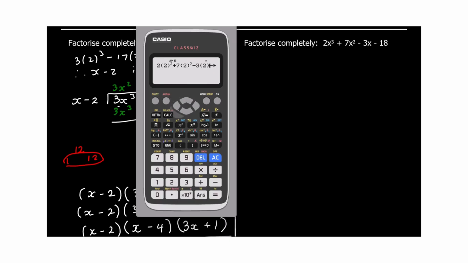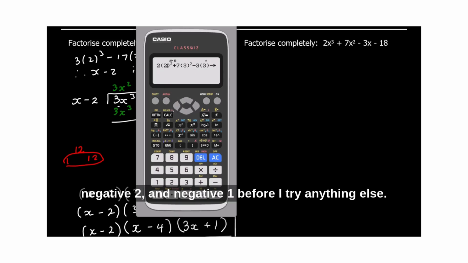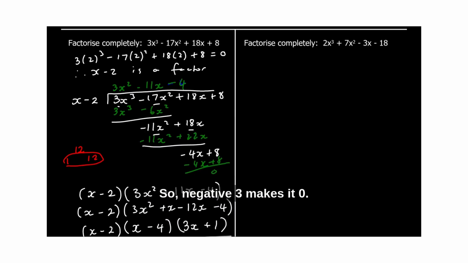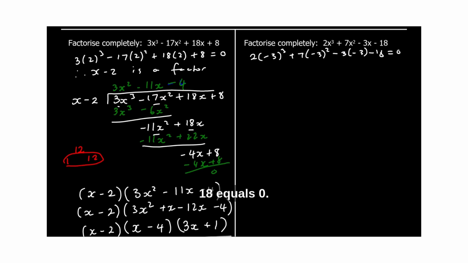That's 20, that's no good. I'm going to try 3 as well. If that doesn't work, I'll probably try -3, -2, and -1 before I try anything else. That's 90, so that's no good. Let's try -3. That's 0. So let's write my working down. So -3 makes it 0. So 2 times -3 cubed plus 7 times -3 squared minus 3 -3's minus 18 equals 0.